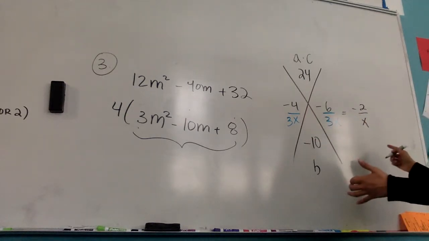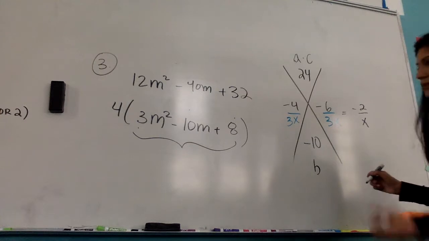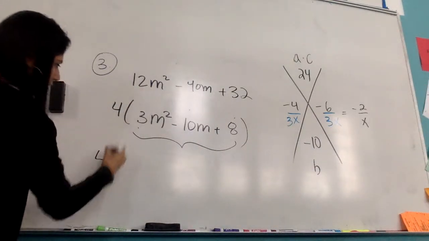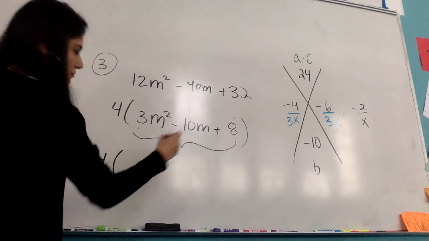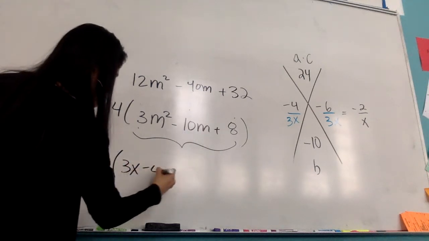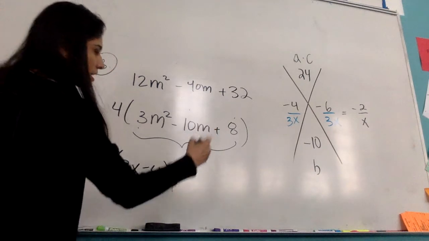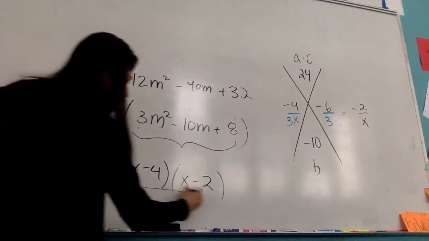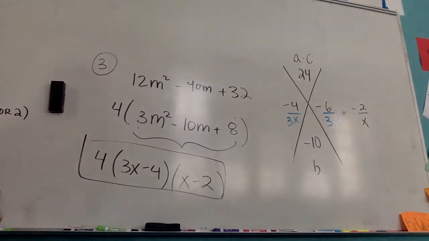So my factored form is take the bottom, add it to the top. So I'm going to go over here. My 4 comes down. Then I have 3x minus 4. And then I have x minus 2. This is my fully and completely factored form. So this is number 3.